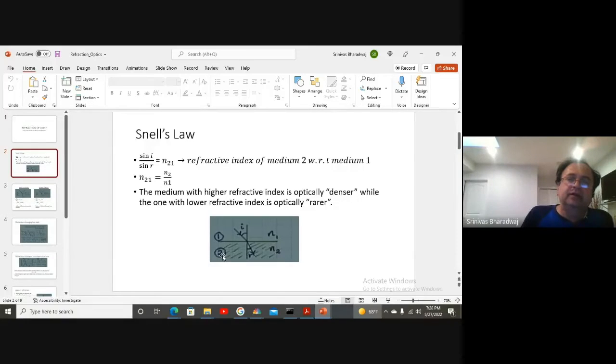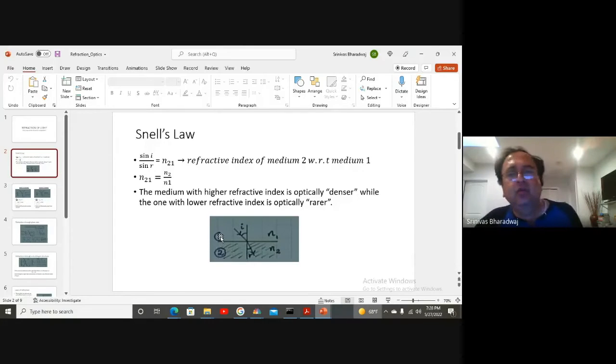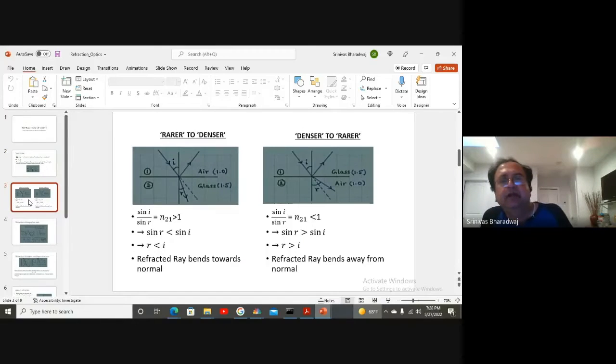N2 is the refractive index of this medium. N1 is the refractive index of this medium. N21 is when you go from this medium to this medium, which is N2 by N1. So you have a very clean answer there. Sine i by sine r is N21, sine r is less than sine i, and r is less than i. The refracted ray bends towards the normal.